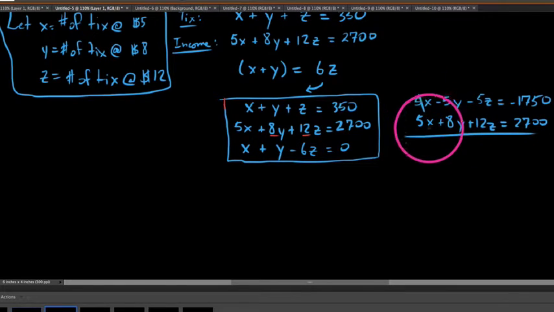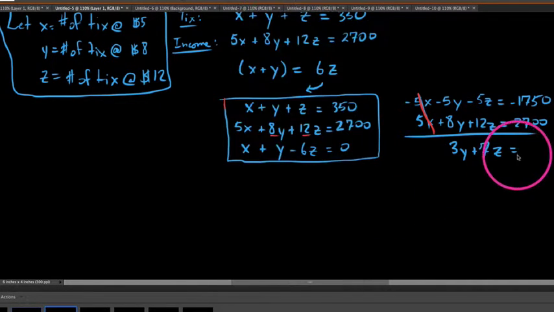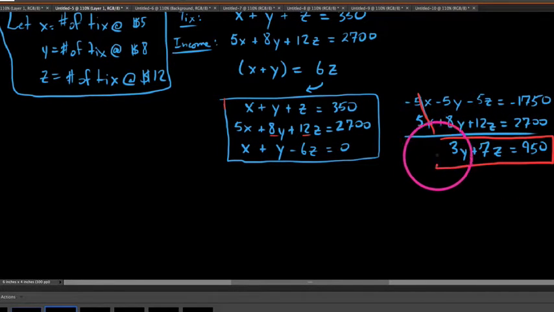what we're going to get is that our x's cancel out here. And so we're left with 3y's and 7z's, and if we add 2700 to negative 1750, that is 950. So 950, and we'll put a box around this. This is one of our equations that has just two variables in it.